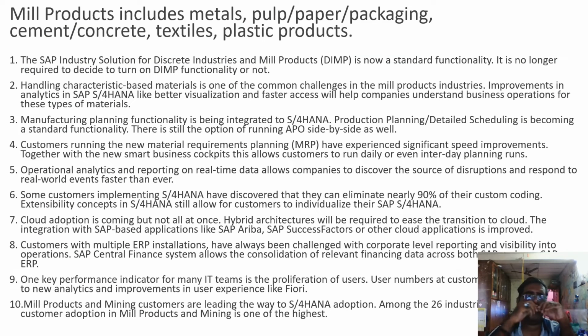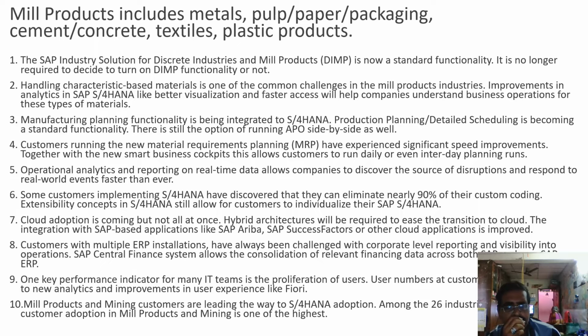And the important thing here, the mill product includes metal, pulp, paper, packaging, cement, concrete, textile, and plastic products, right? So when considering these products, we have some minimum points to be considered for the industry. The SAP industry solution for discrete industries and mill products, simply called DIMP, is now the standard functionality. It is no longer required to decide whether to turn on DIMP functionality or not; those kinds of decisions are not required. It's now a standard functionality in SAP S/4HANA.